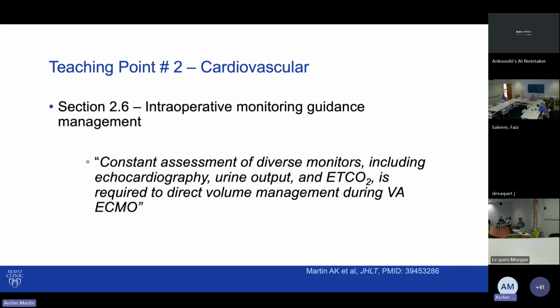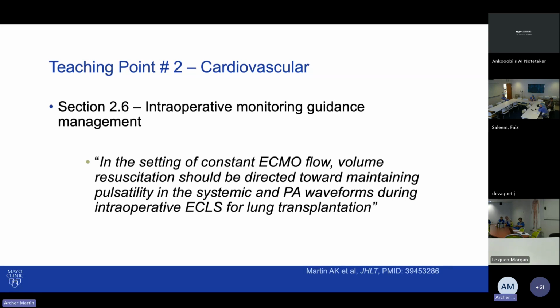And we also need to look at overall systemic perfusion. We need to look at things like urine output. We need to look at cerebral oximetry. And we also need to look at end-tidal CO2, which shows us the transpulmonary flow between the right and the left side. This is built upon furthermore in another statement where we say, in the setting of constant ECMO flow, volume resuscitation should be directed toward maintaining pulsatility in the systemic and PA waveforms during intraoperative ECLS for lung transplantation.